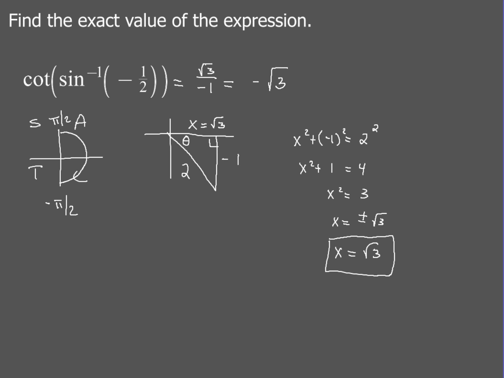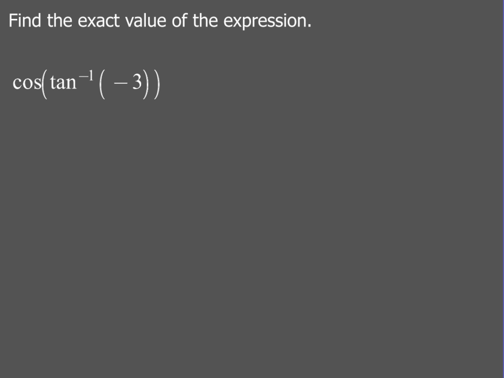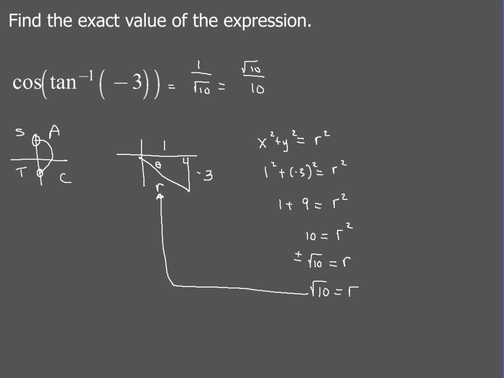Now I've got one more for you to try, and I want you to do this one on your own. Check this one out. We've got the cosine of arctangent of negative 3. And this one's going to be a little bit tricky because sometimes people have a little bit of an issue with this negative 3, but I think you can handle that. So go ahead and hit pause, try this one on your own, and then come back and see how you did.